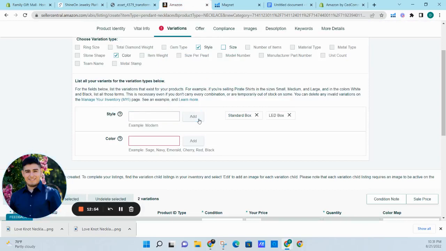And I like to say LED because I've seen so many reviews so far about ShineOn products, and I know the main reason why people buy is because of the light, right? They're not able to see the material until they get it, but what they do see is the light. That's why I like to call it LED box, because that way people think of a light, and they try to search the images and see where the LED is, right?